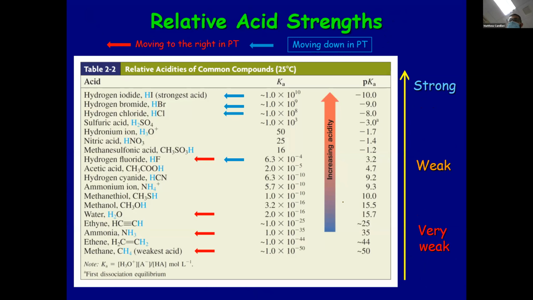Now, these are some of the measurements that we will be speaking and describing later on. Okay? So we've got HI being the strongest acid and methane being the weakest. Please note, remember, between HI and HBr, HI will be 10 times stronger than HBr, which in turn will be 10 times stronger than HCl.